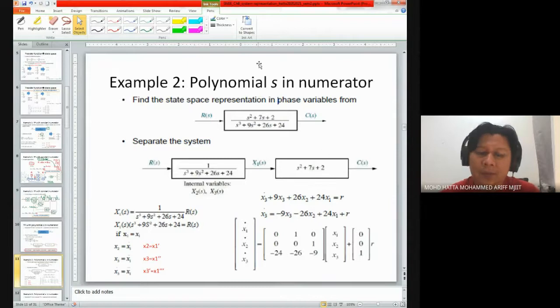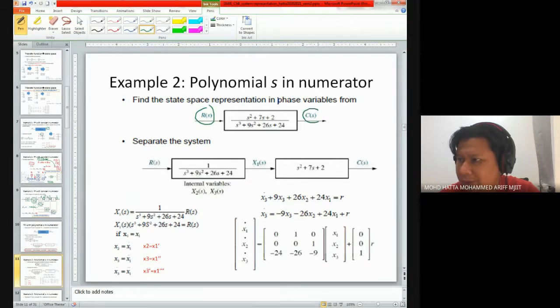All right, let's say we have a polynomial which looks like this. We have s squared, sorry, not polynomial. We have a transfer function which looks like this. We have the numerator with a polynomial, and the denominator also with a polynomial: s squared plus 7s plus 2 divided by s cubed plus 9s squared plus 26s plus 24. Remember that this is our input R of s and this is our output C of s.